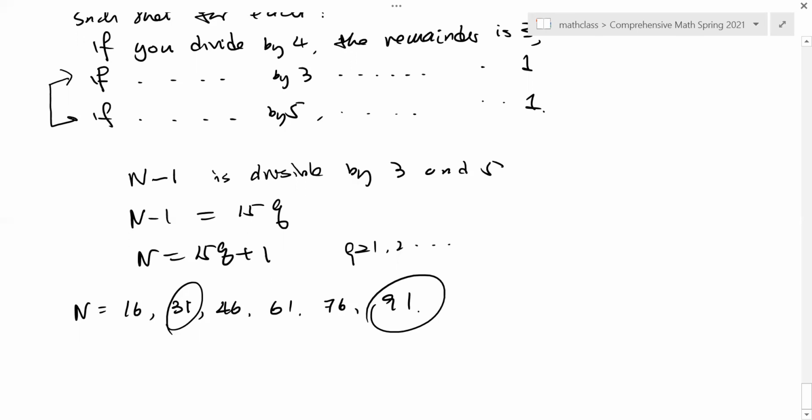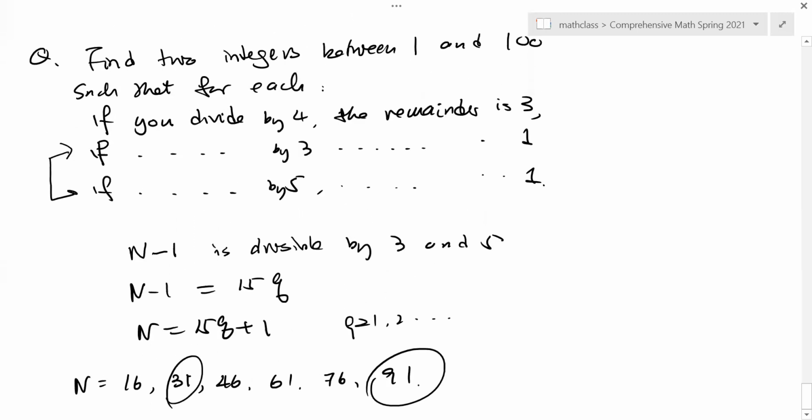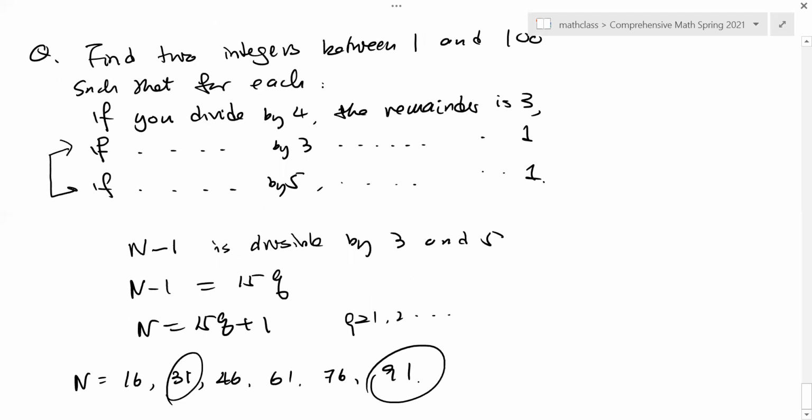So the key step is to use the second and third conditions to get finitely many numbers satisfying those two conditions. Then you check one by one quickly whether those numbers satisfy the first condition. And Erica, when you see a problem, read the question first. Don't just put 31 there. I said already there are two integers, so at least find another one.